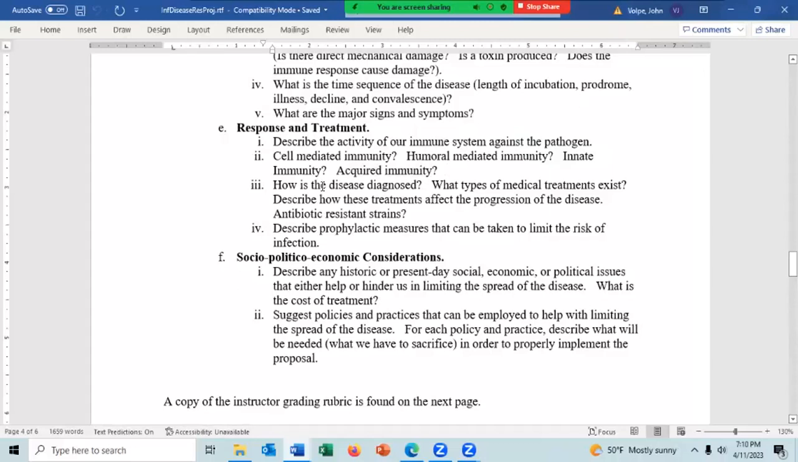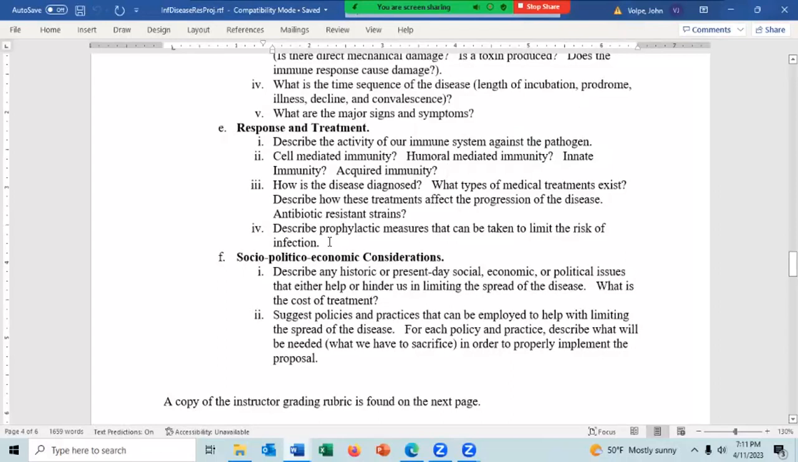How is the disease diagnosed? What types of medical treatments exist? Describe these treatments and the effect on the progression of the disease. Are there any antibiotic resistant strains? Describe prophylactic measures that can be taken to limit the risk of infection.